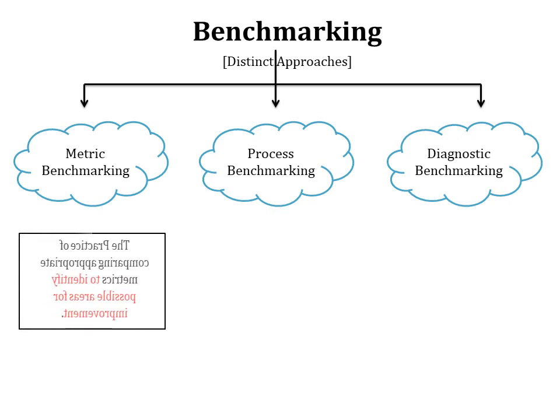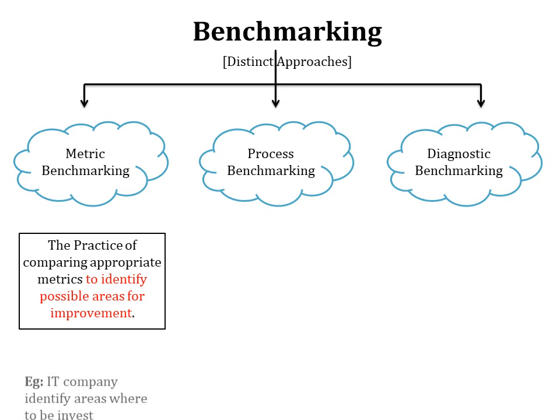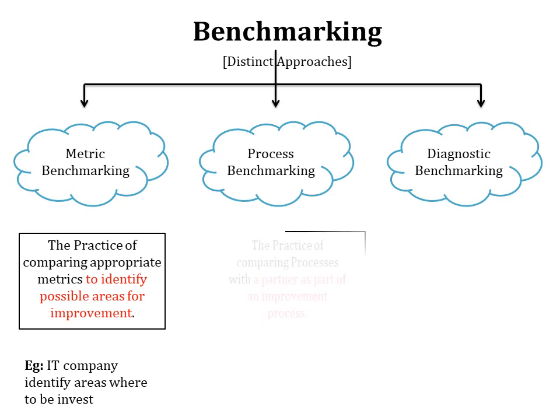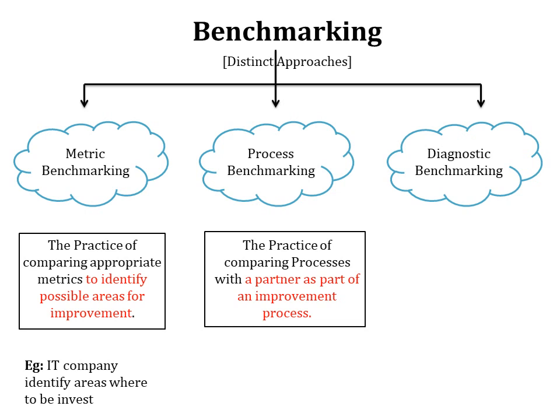For example, IT investment as a percentage of total assets may be compared across different departments within the same company to identify areas of the company where additional investment is required. By making comparisons within the same company, we can identify the areas to make additional investment where it is required. Second is process benchmarking.